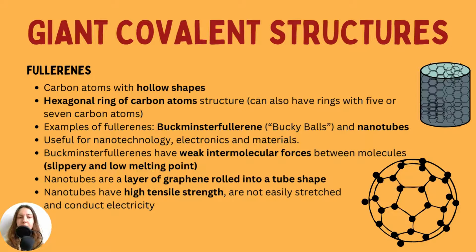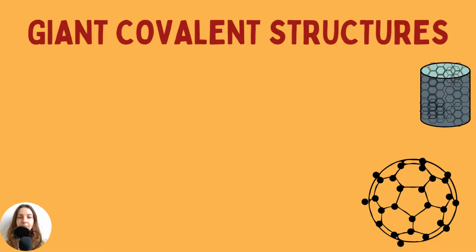Both of them do have those carbon covalent bonds, but one thing to be aware of is that the Buckminster fullerene has weak intermolecular forces between the molecules, and that gives it a lower melting point. Remember, the covalent bonds are strong, but anytime you see intermolecular forces, that's talking about the molecules and the interaction between them, and that means a lower melting point to break those molecules apart.